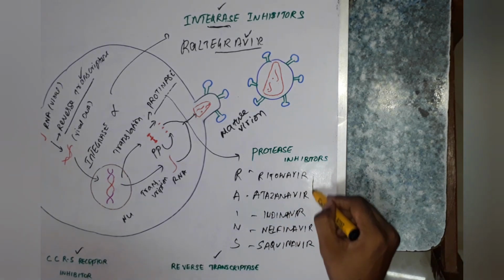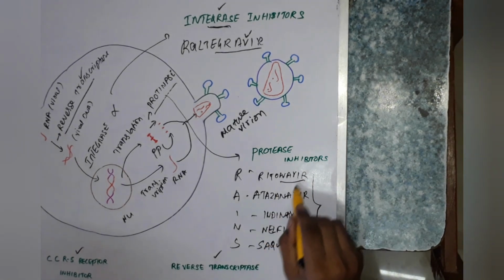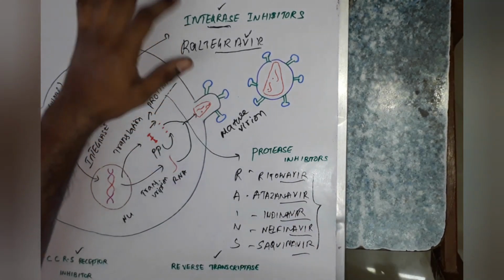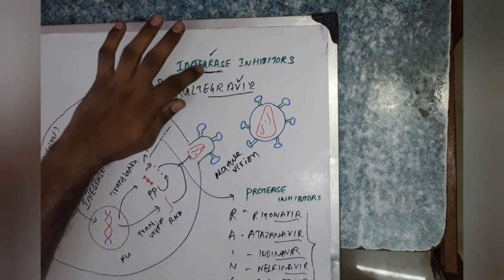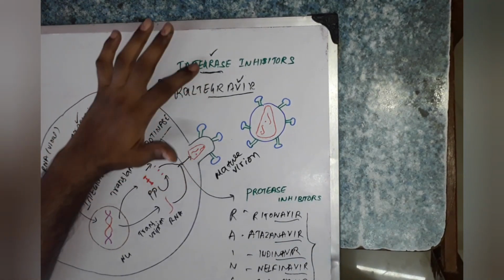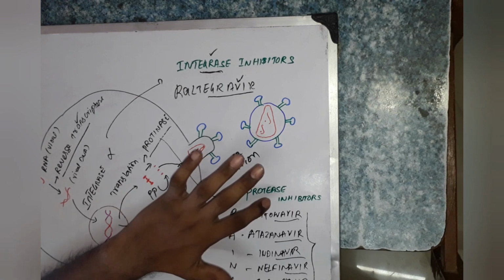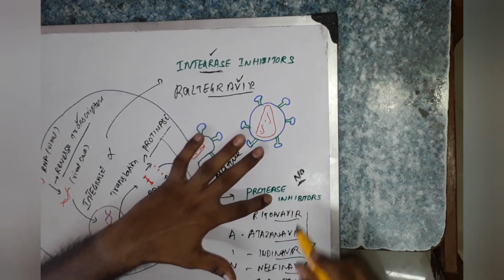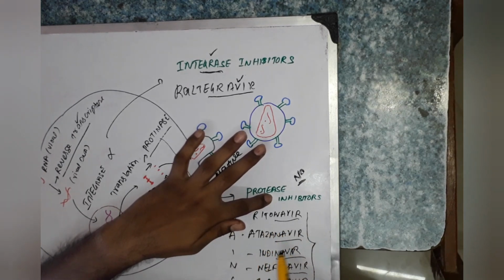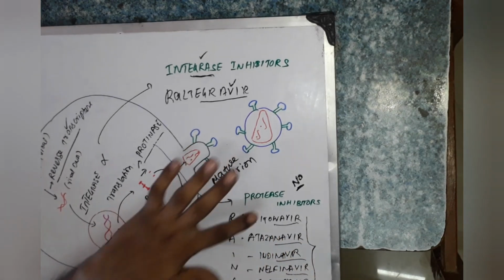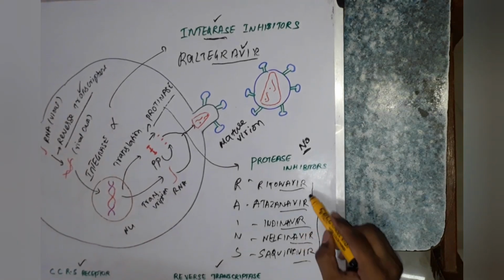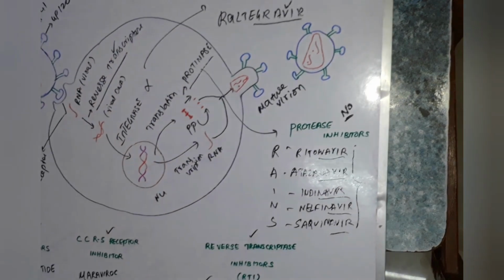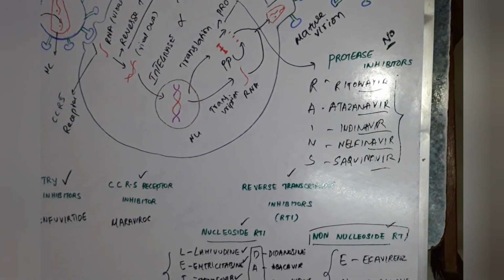So here you can see one similarity: anything that ends with navir. Your integrase, if you see, has a G. So anything that ends with gravir is going to be integrase, and your protease doesn't have a G. So N, navir: ritonavir, indinavir, nelfinavir, saquinavir. Anything that ends with navir is going to be a protease inhibitor. So these are the various antiretroviral drugs.